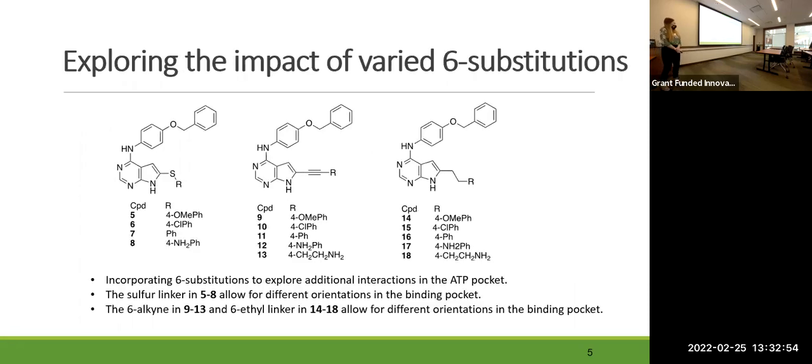These are the 3 types of 6 substitutions that I've worked with. Compounds 5 through 8 have a sulfur linkage, which allows for different orientations at the binding pocket. The 6 substituted alkyne and the 6 substituted ether linkage in compounds 9 through 13 and 14 through 18 allow for different orientations in the binding pocket as well.